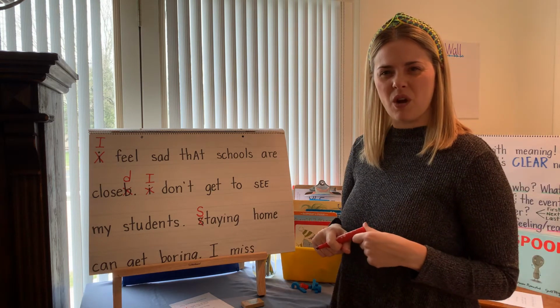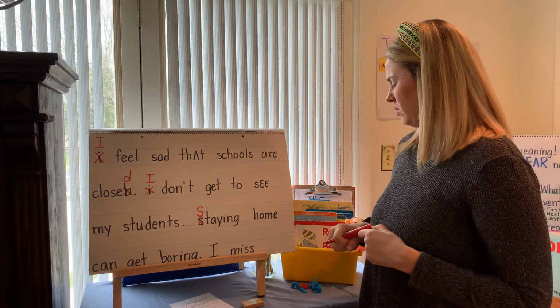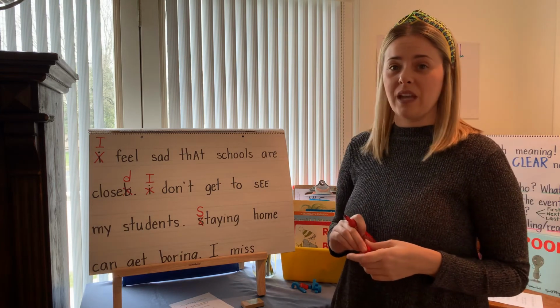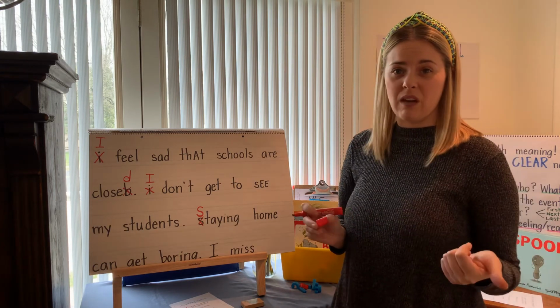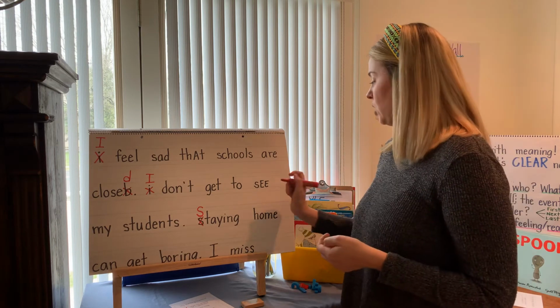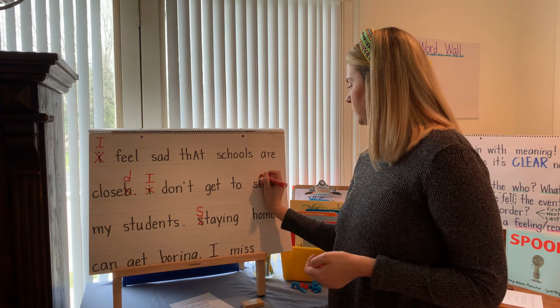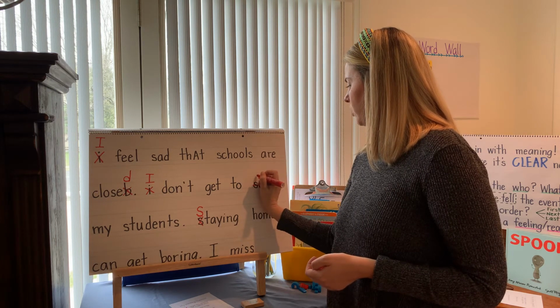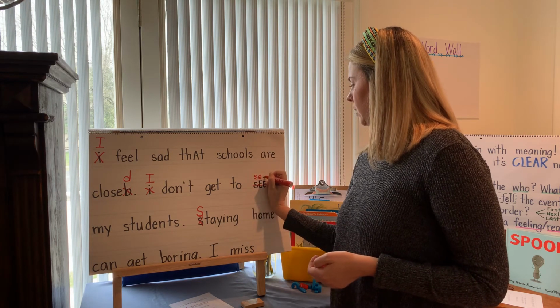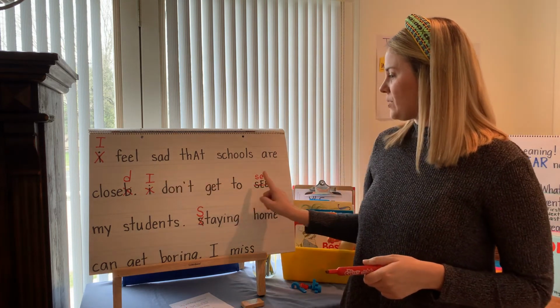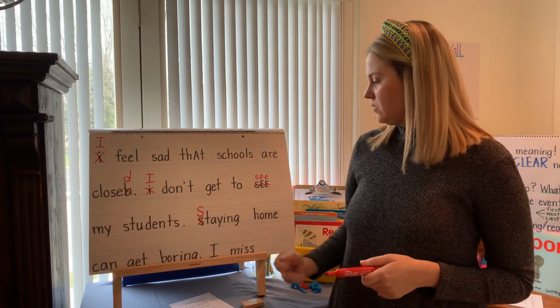Do you notice something wrong with it? Well, the S is right. Wait a minute, that's a capital E. That capital E has no business there. That's not the beginning of a sentence, and it's not a proper noun. So we're going to cross out my 2 capital E's. You know what, I'm gonna cross out the S too, because I want to write the whole word correctly. And I'm gonna write C. I don't get to see my students.